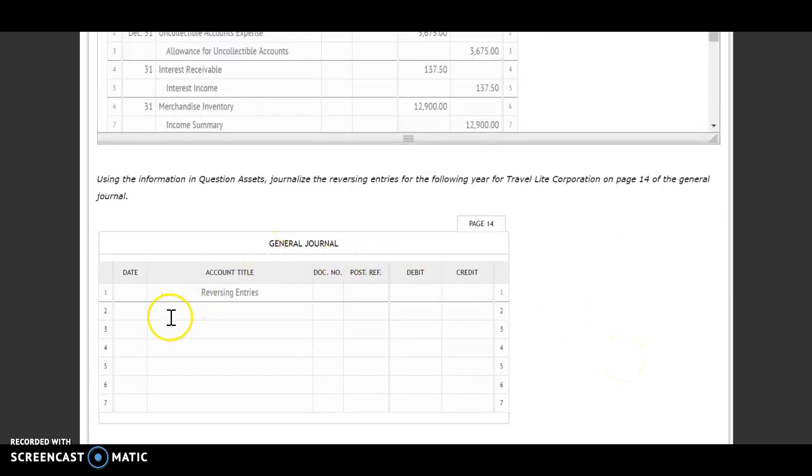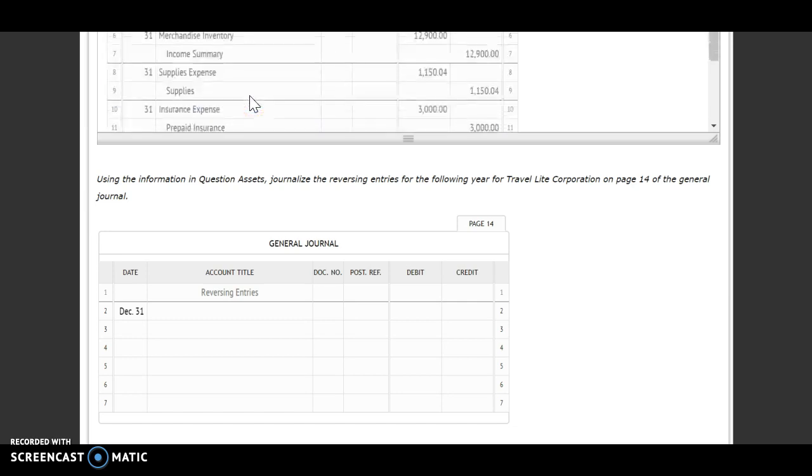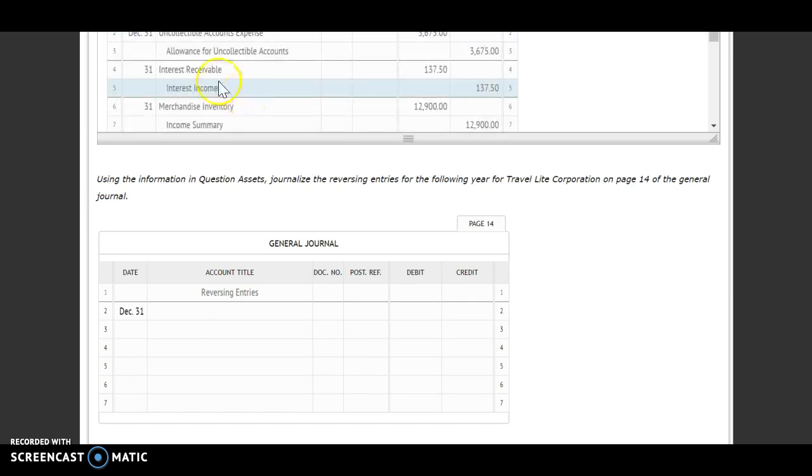So we are in our general journal. They have already put our label in for our reversing entries. We can go ahead and start with our date, which is December 31st. Now, remember for our reversing entry, we are going to be reversing some of our adjustments. We're not reversing all of them, just some of them. First one that we're going to be reversing is this interest receivable and this interest income. So I'm simply going to reverse that complete entry.